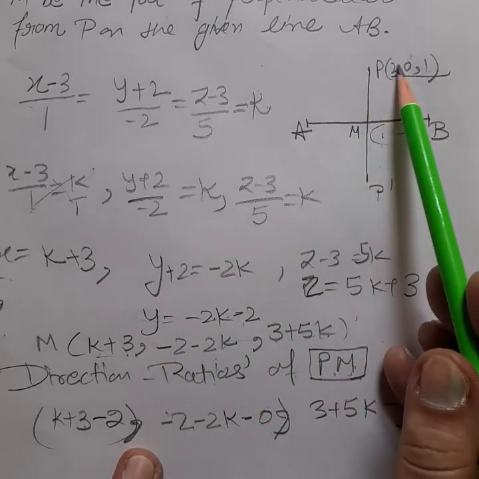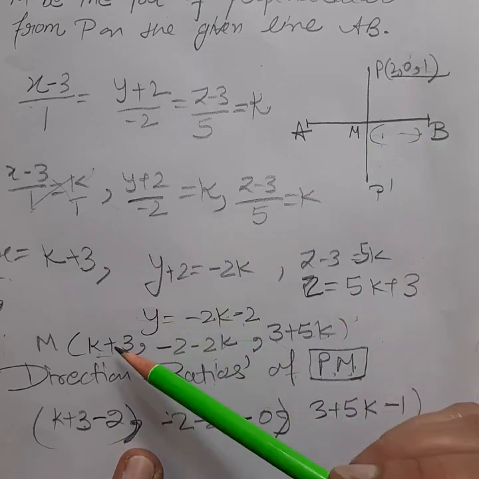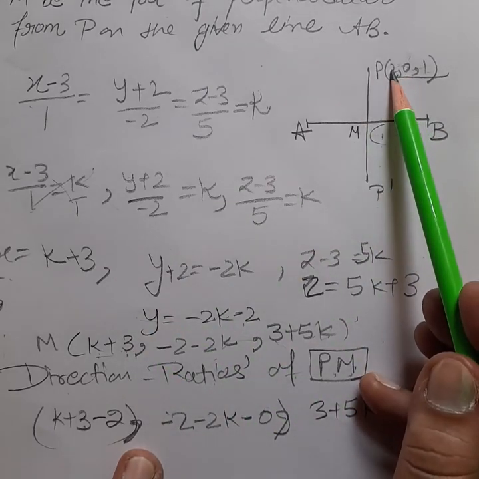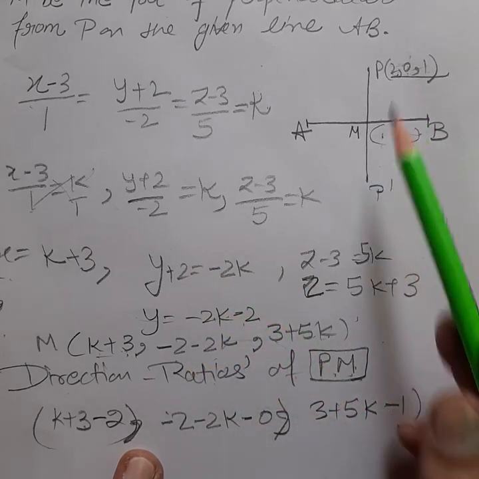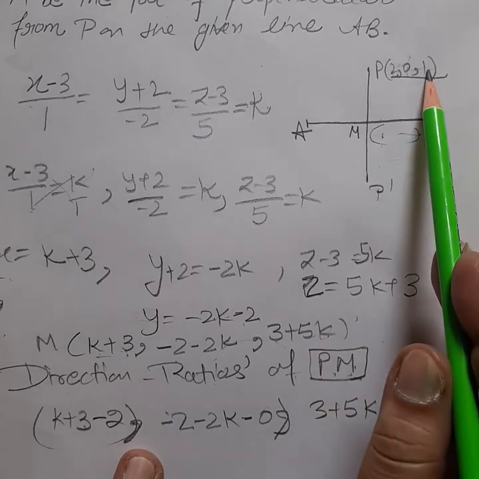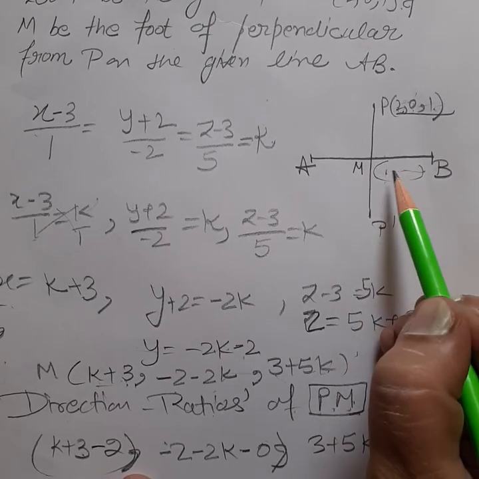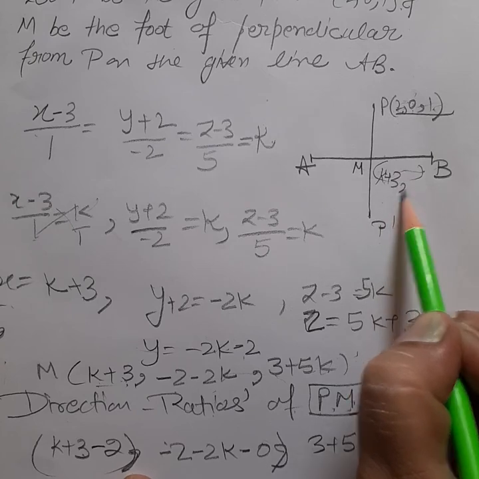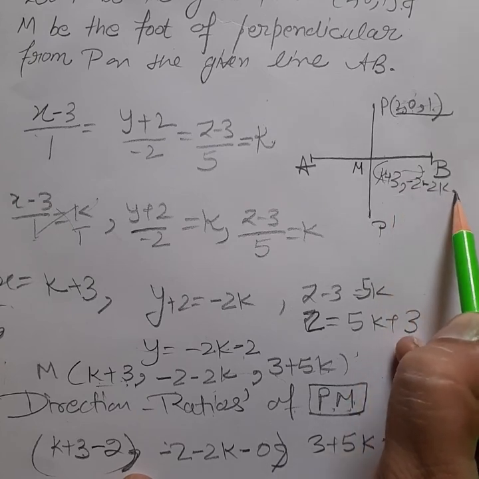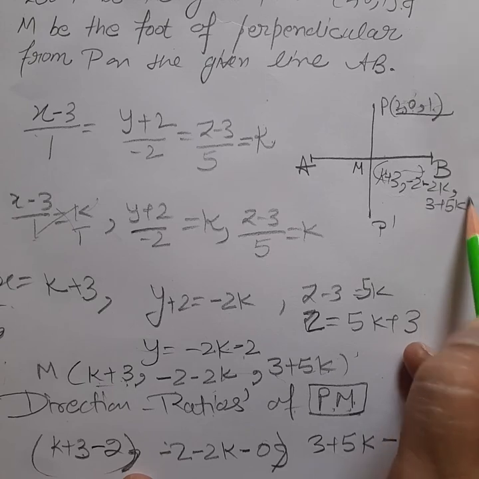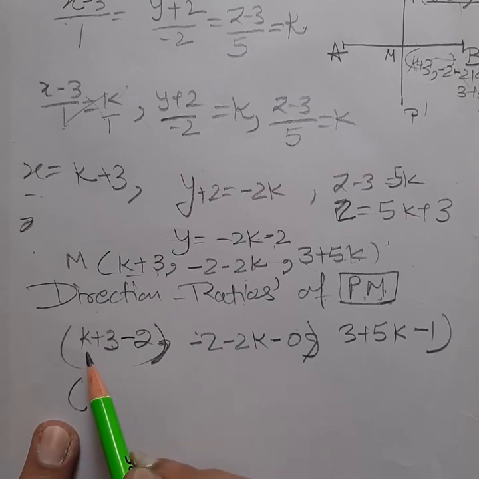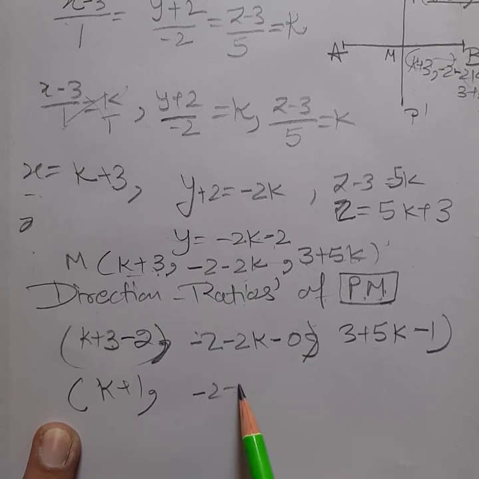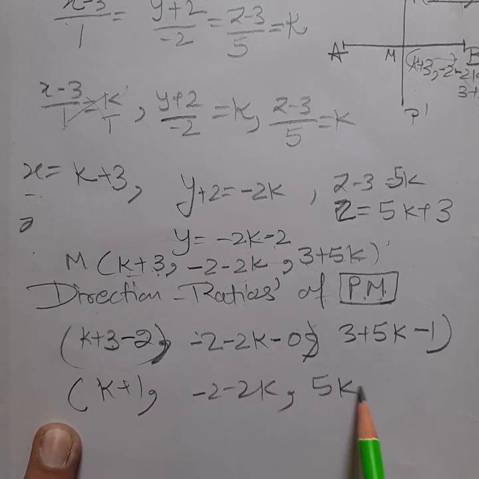Now you have to take the difference of these 2 points, meaning k plus 3 minus 2. We write this step first, and secondly minus 2 minus 2k minus 0, and 3 plus 5k minus 1. Okay, and if you have any problem, then you can write the points one below the other, so it will be easy for you to take the difference of these 2 points. Now what is our difference? 3 minus 2 is 1. So students, we are left with minus 2 minus 2k and 5k plus 2.